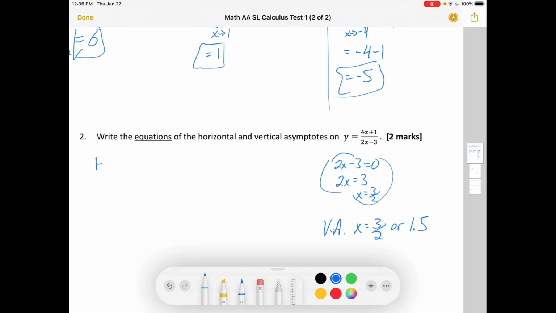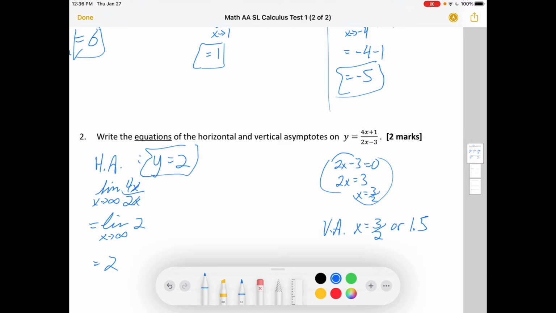For our horizontal asymptote, we're going to consider the limit of the leading terms. It's okay if you do this informally, if you just look at the leading terms and divide them out. But it's 4x over 2x. Those x's divide out, which would be the limit as x goes to infinity, and it's the same on either side, of 4 over 2, which is 2. You do have to write that the horizontal asymptote's equation is y equals 2. So y equals 2, and x equals 3 over 2.